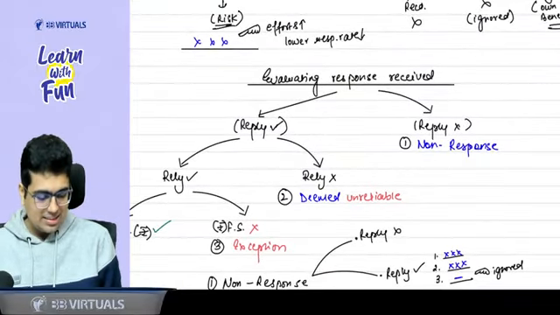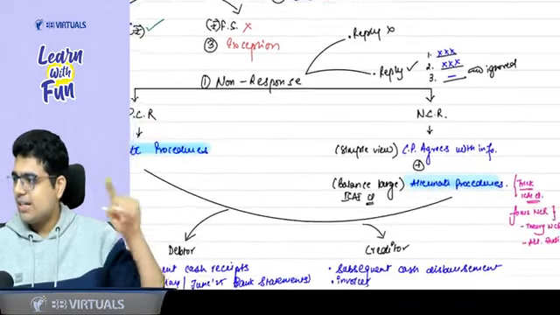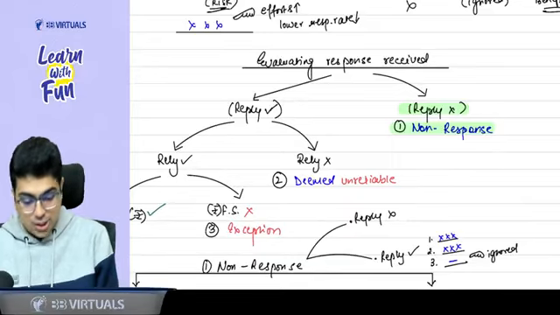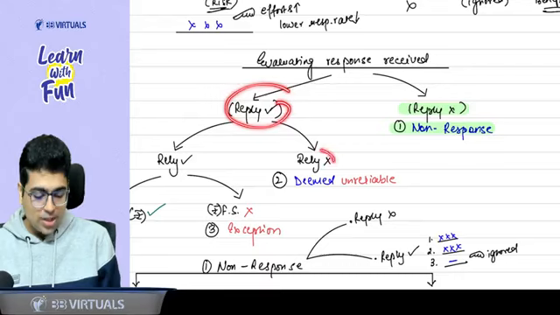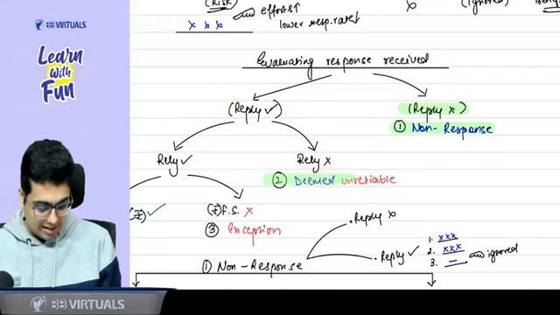What is the first case? If you don't get a reply, this is a case of non-response. How do you deal with it? You have to follow this chart. Now let's move to the second case, that you got a reply, but you cannot rely on it. Why? Because the reply is unreliable.